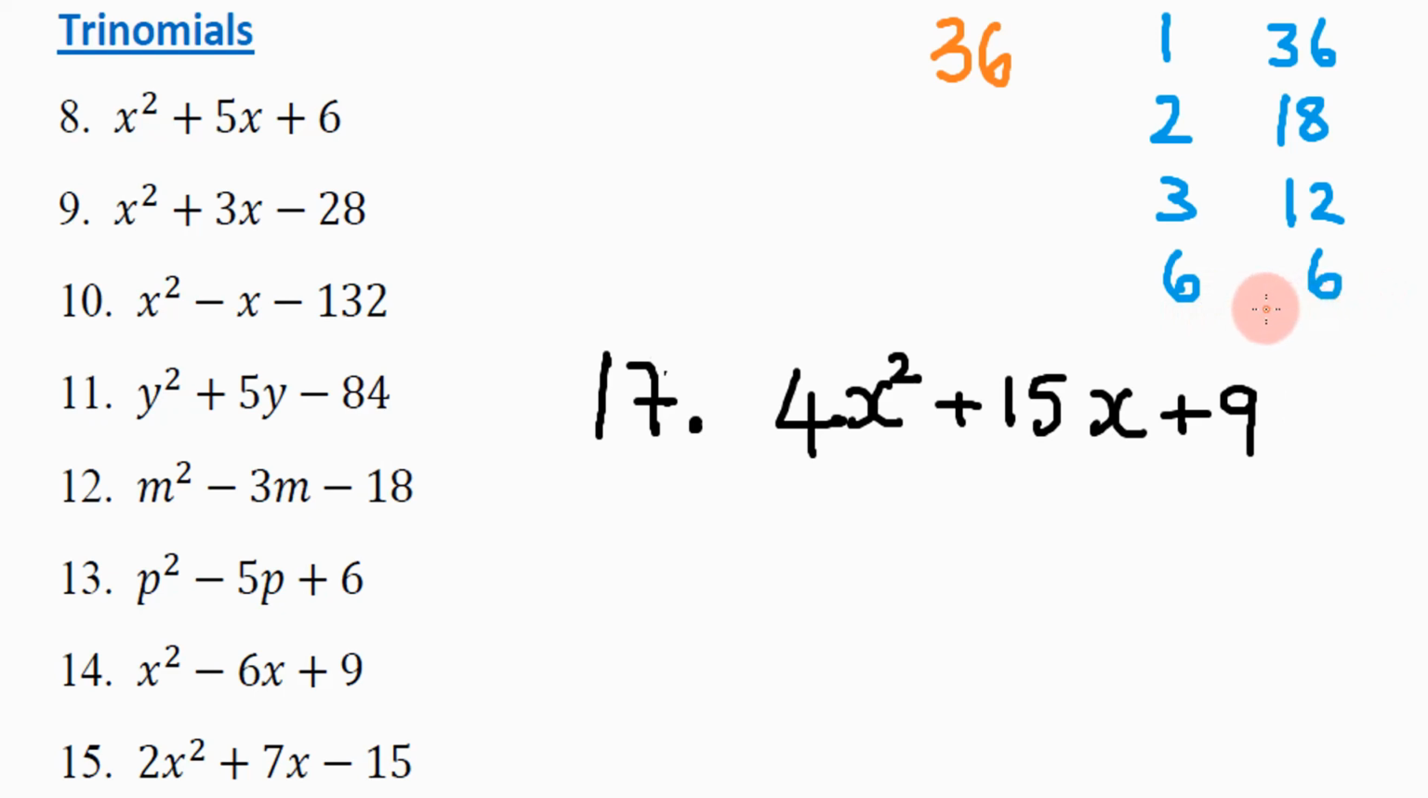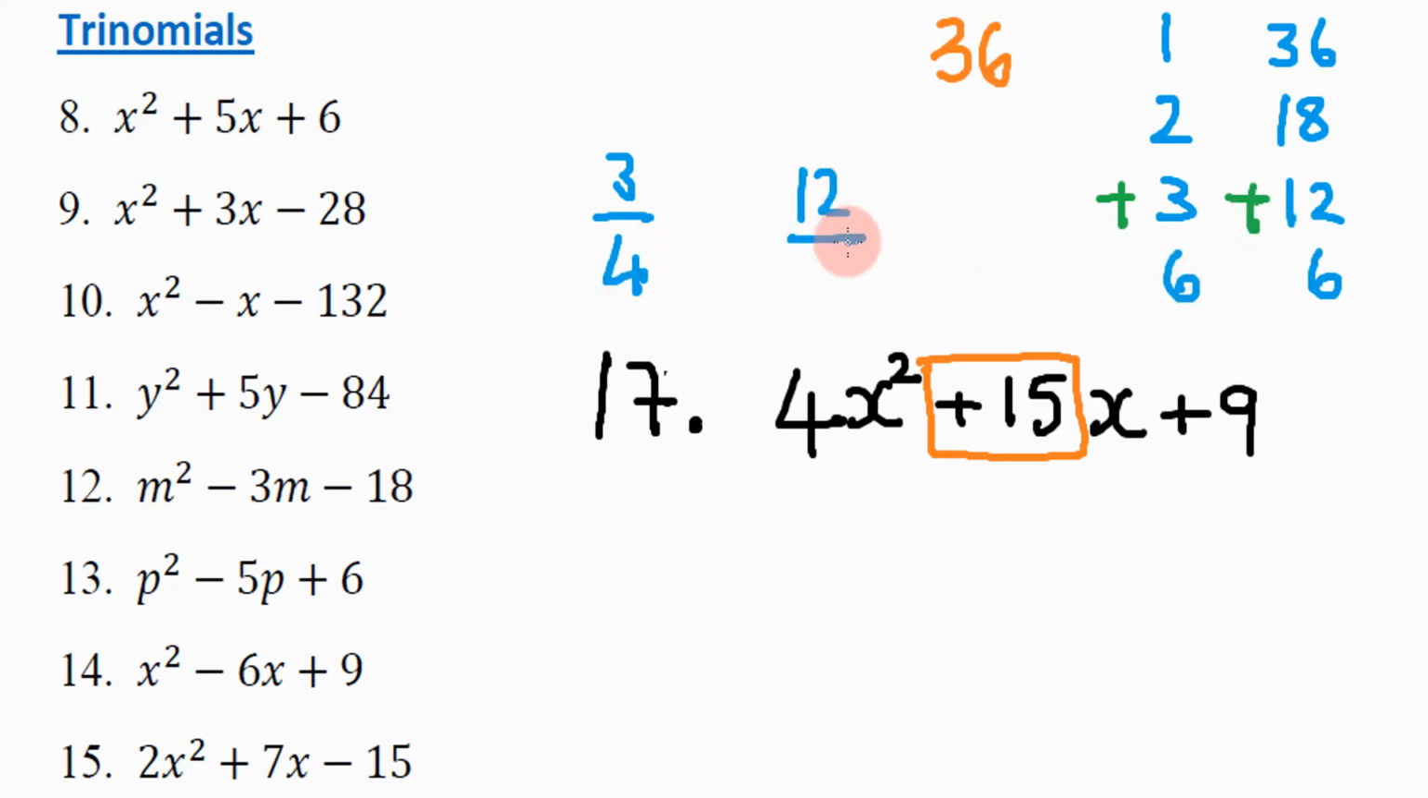Now, which set of factors, when we add or subtract them, will give us positive 15? Of course, it will be 3 and 12 if both 3 and 12 are positive. We'll get positive 15 when we add them. So 3 plus 12 will give us positive 15. Now we take these two numbers, 3 and 12, and write them over the x squared coefficient. So 3 over 4, and then of course 12 over 4. Now 12 over 4 we can simplify. 4 into 12 thrice, so 3 over 1.